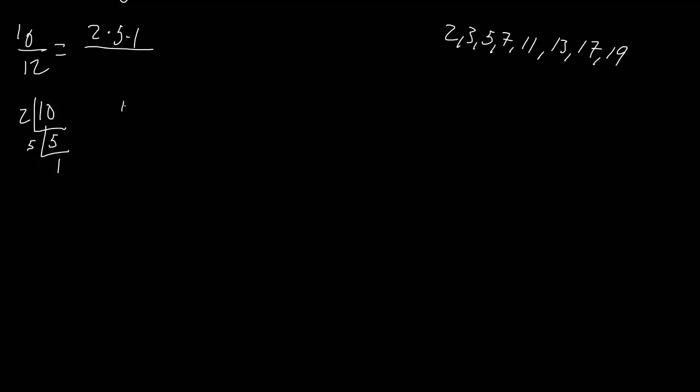Okay, now let's do 12. We know 12 is an even number, so 2 will go into 12 6 times. 2 times 6 is 12. Well, right here we have a choice. We can either use 2 or we can use 3. Let's do 3. We know 3 will go into 6 2 times. 3 times 2 is 6. And let's do 2. 2 will go into 2 one time. And once you reach 1, you're done. So 2 times 3 times 2 times 1.